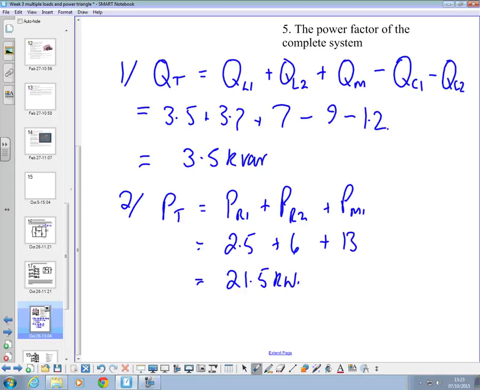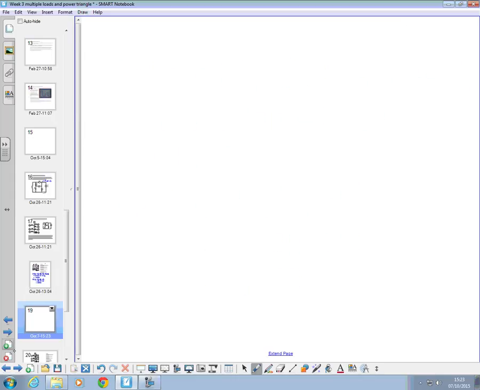Before we go on to do the next bit, how do I find S? Explain to me a little better than that, Matt. As the reactive and the square.